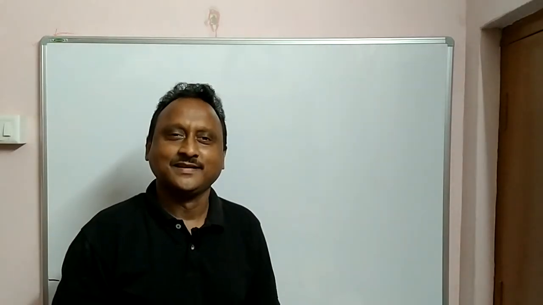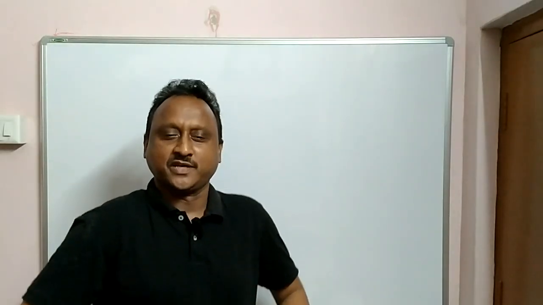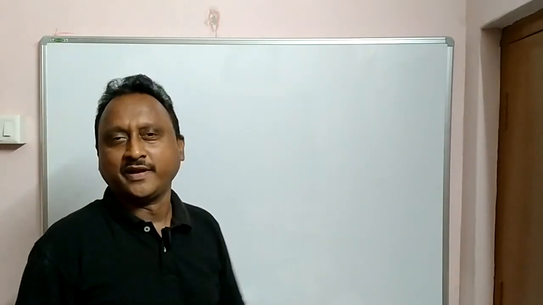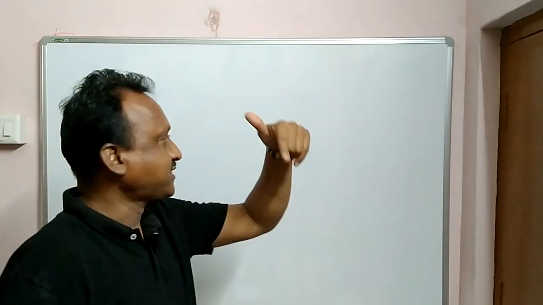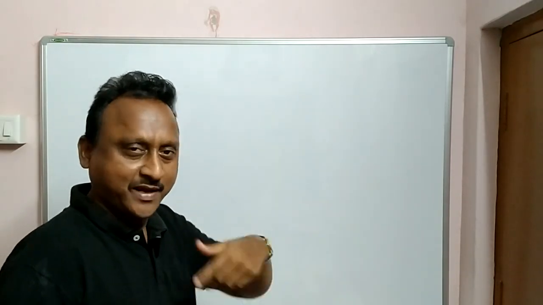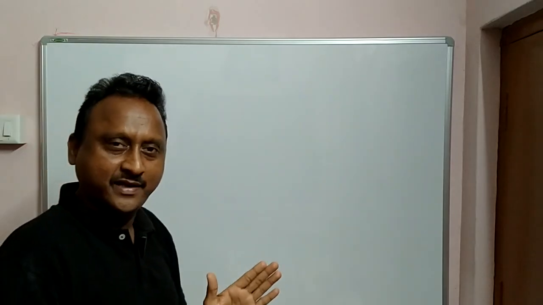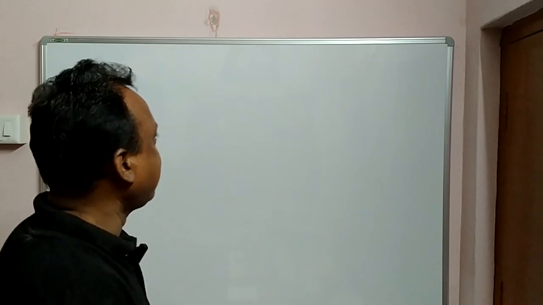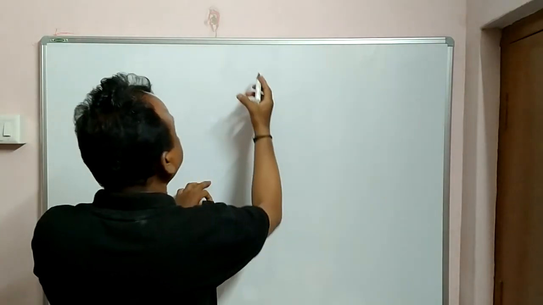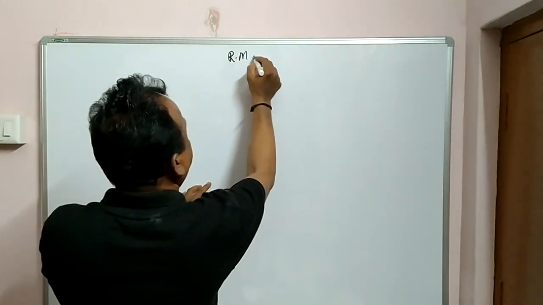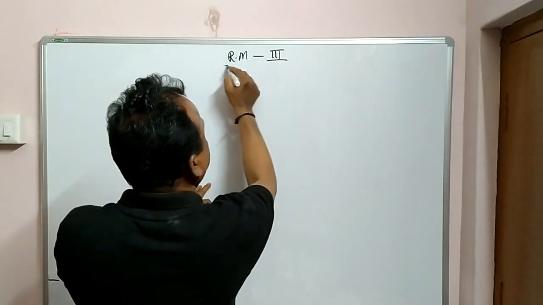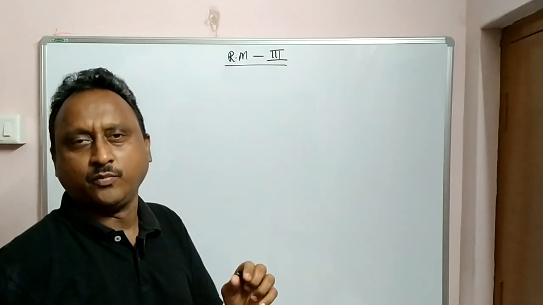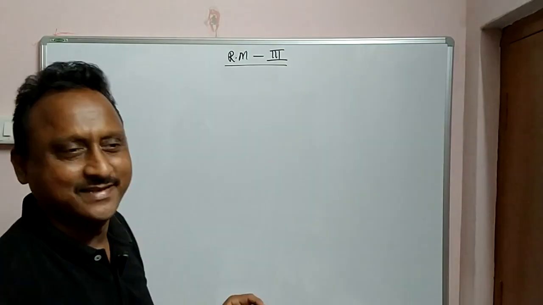Hi friends, in part 2 of rotatory motion we discussed the moment of inertia of a uniform ring about an axis passing through the center perpendicular to the plane, and also about a diameter and about one end. Let us discuss today in part 3, the last part of rotatory motion. In this we will be discussing the moment of inertia of a uniform disc.